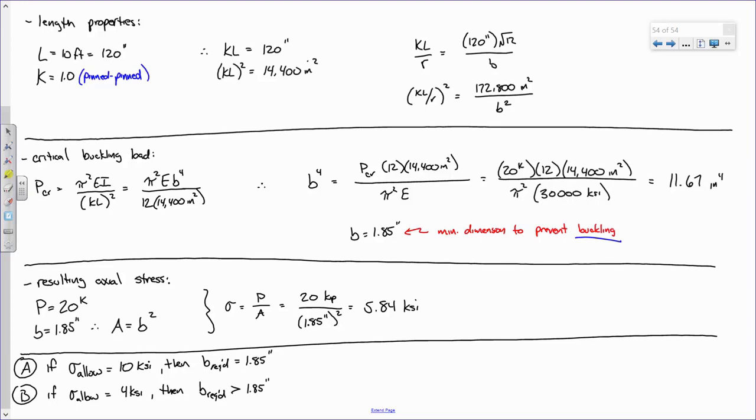Now, why am I hammering the 1.85 inches? Consider the problem. We know the load, we know the boundary conditions, we know the length of the column. That is the dimension required to prevent buckling. What I'm asking is, is this enough? Well, if sigma allowable is 10 KSI, then yes, it is enough. But if sigma allowable is 4 KSI, then it's not. The column's got to be bigger. Because it'll prevent buckling, but I propose that if sigma allowable is 4 KSI, you will crush that column before you buckle it. Does that make sense?